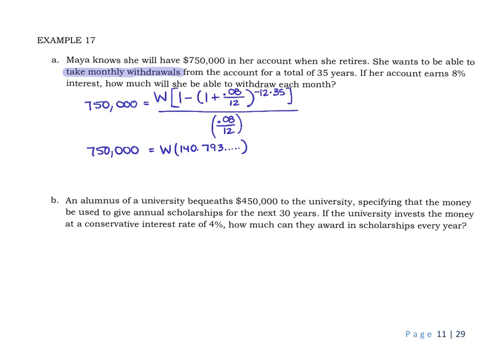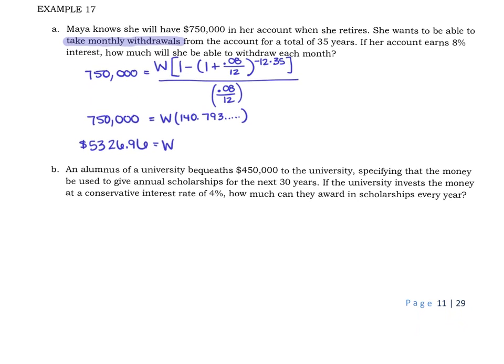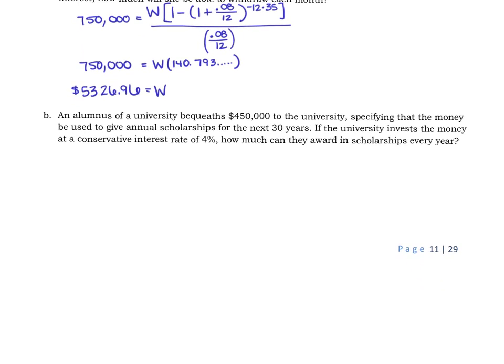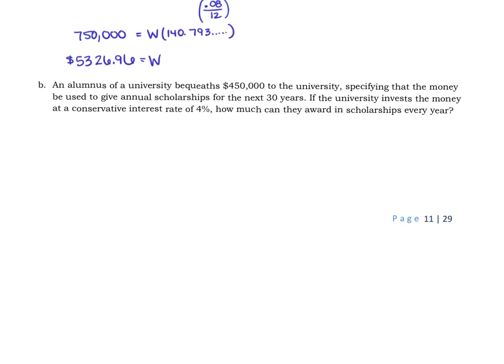Using that copy and paste function on your calculator, 750,000 divided by that 140 point number, you can find out that Maya can take out $5,326.96 every single month from her retirement account. That is a lot of money to be able to live on a monthly basis in retirement.